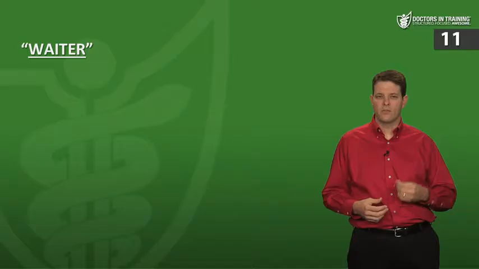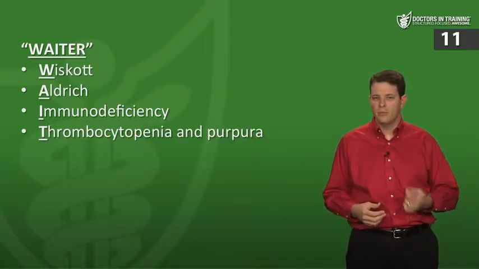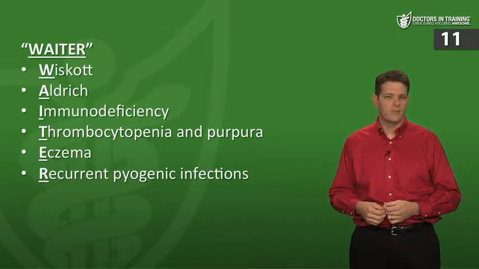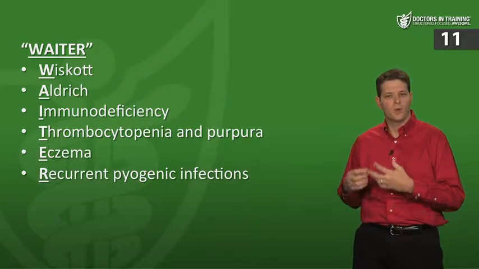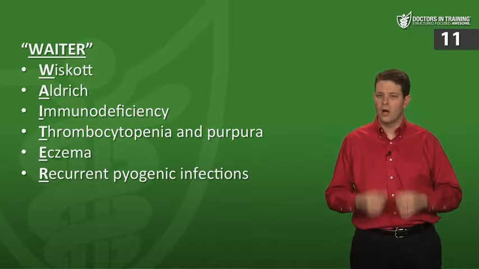Now, another combined B and T cell deficiency is called Wiskott-Aldrich syndrome. And the mnemonic for this one is WAITER. That stands for Wiskott-Aldrich, immunodeficiency, thrombocytopenia and purpura, eczema, and recurrent pyogenic infections. So if on your test they give you a little boy, because it's X-linked, if they give you a little boy with recurrent infections and he has eczema on his trunk, think about Wiskott-Aldrich.